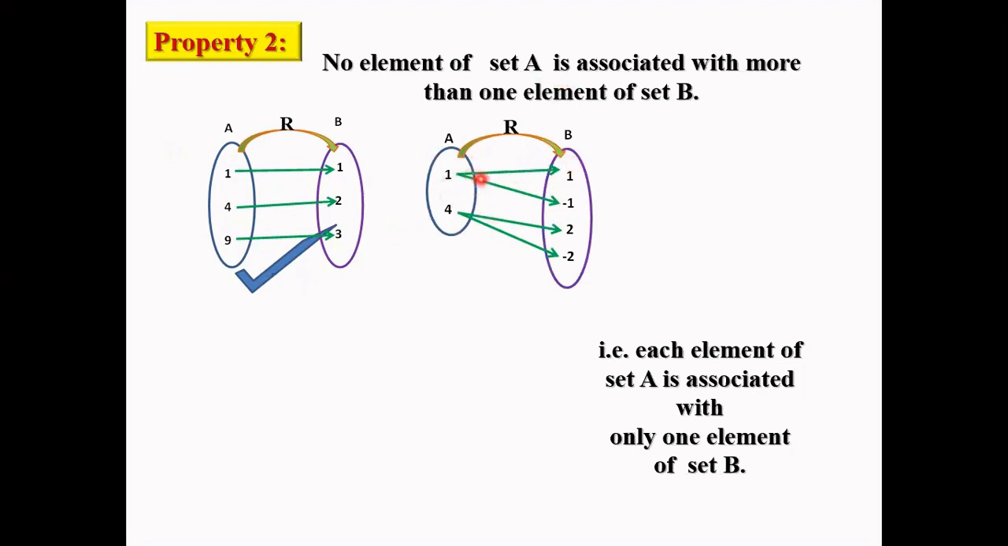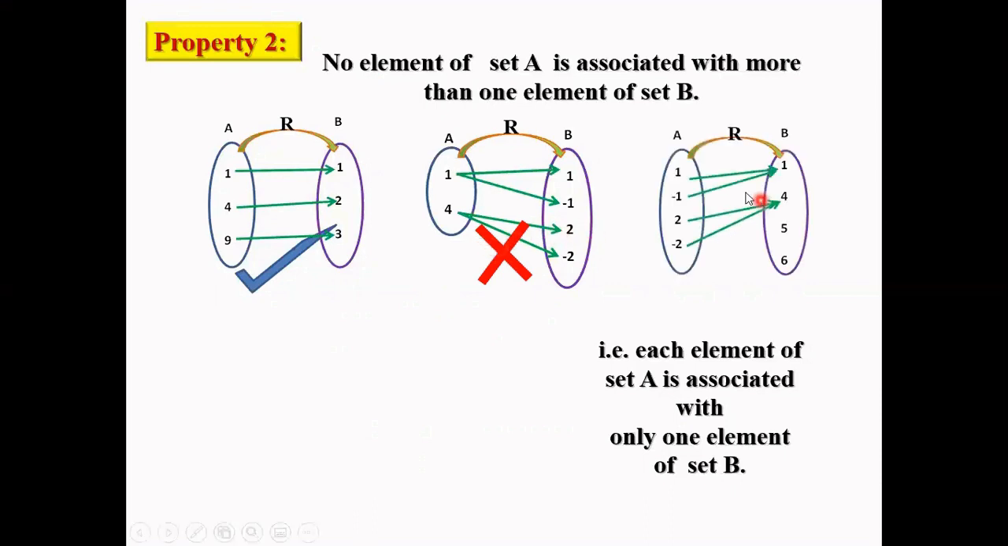Property 2 is telling that no element of set A is associated with more than one element of set B. That is, more than one element in set B is not allowed, but one has more than one element here. Also, 4 has more than one element, that is 2. 4 is associated to 2 as well as minus 2. So 2 elements, more than 1, which is not allowed. So property 2 is not satisfied by this relation R.